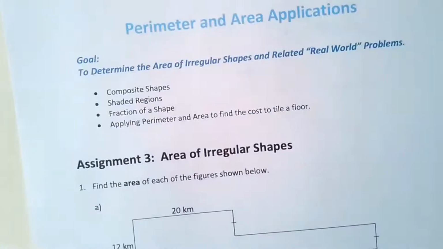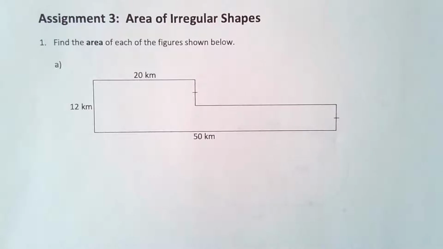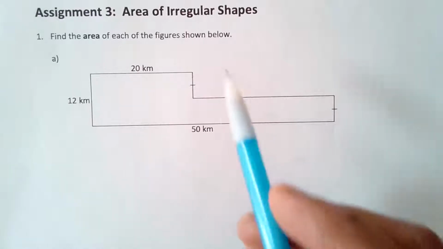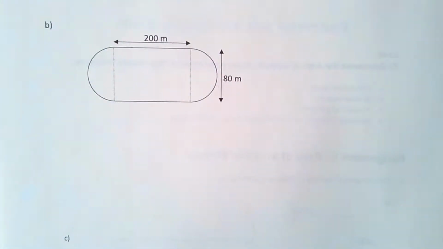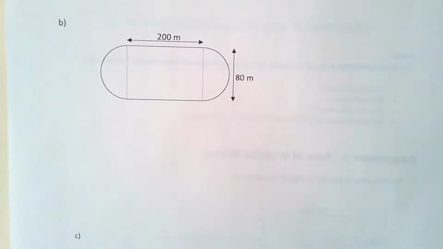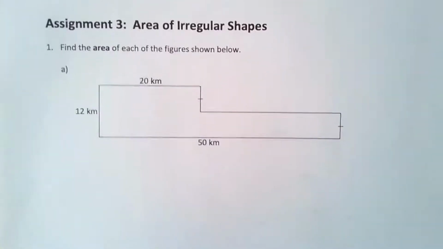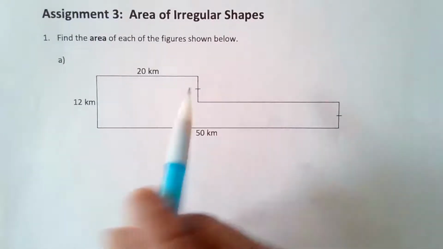So let's look at the first question. Find the area of each of the figures shown below. Now, there were 3 here. In your booklet, they're all on 1 page, but just for space, I've divided them into 3 separate pages. Question 1, you're asked to find the area of this figure here.